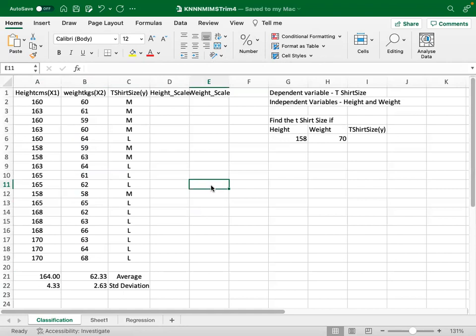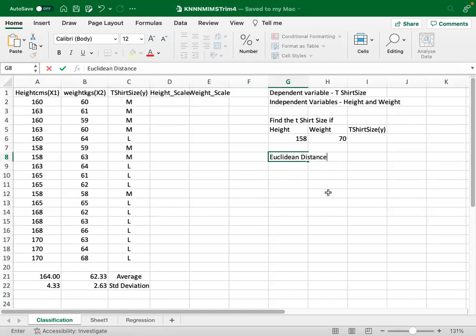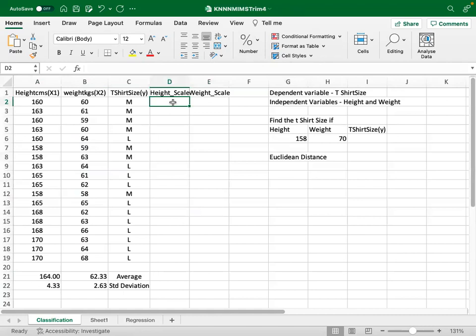Okay. Now, what is the formula for you? For scaling, we will use standard scaler. For calculating distance, we will use Euclidean distance.